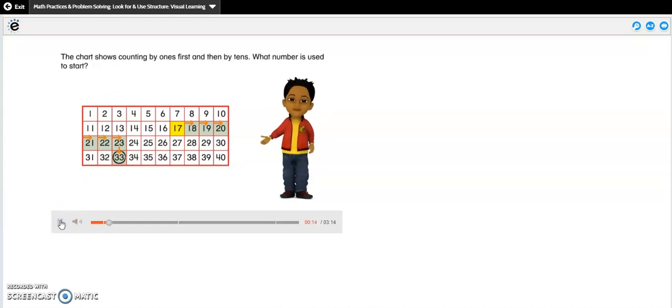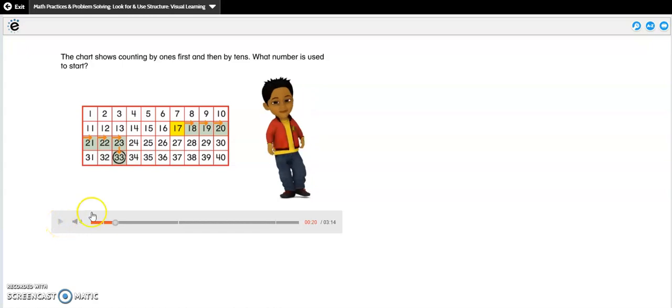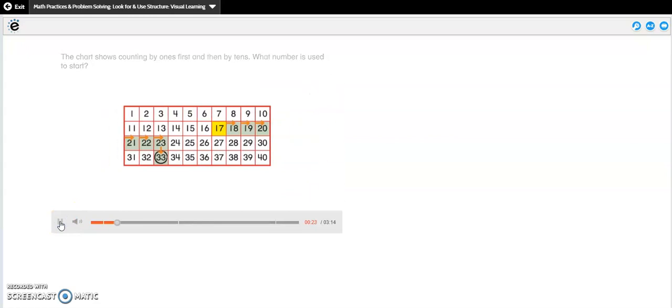The chart shows counting by ones first and then by tens. What number is used to start? Okay, so what number did they start counting? That's the number that was colored in yellow. Looks like they started counting at number 17. Counting starts at 17. What numbers are counted from 17? 18, 19, 20, 21, 22, 23, 33.